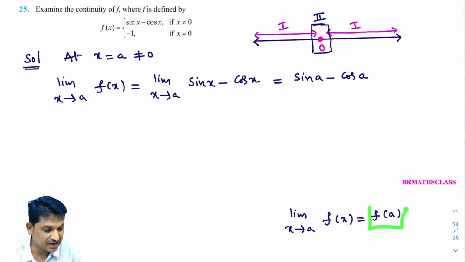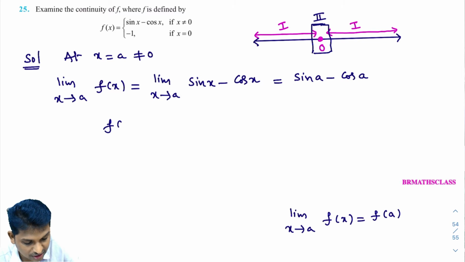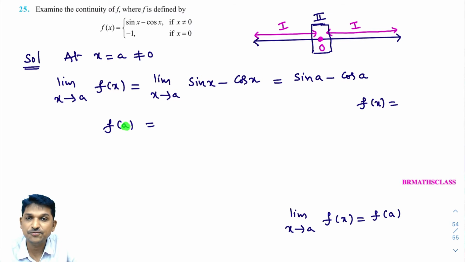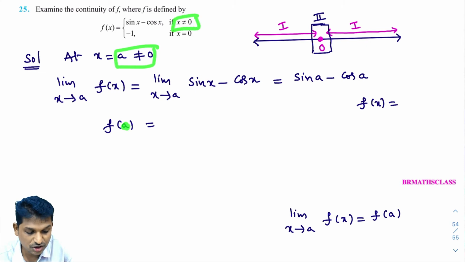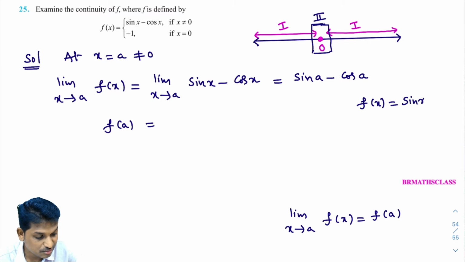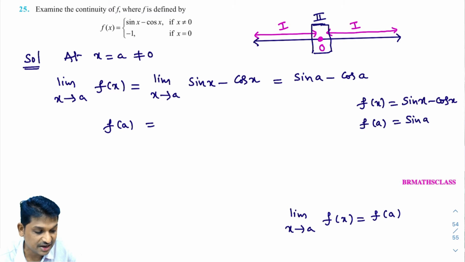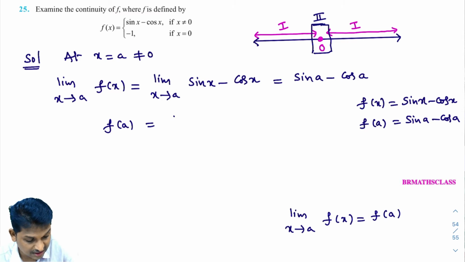Now, I will calculate f of a. To calculate f of a, you need to know what is f of x here. To calculate f of a, which function to choose? Here, a is a non-zero number. When a is a non-zero number, we need to choose sin x minus cos x. So, f of x is sin x minus cos x. What is f of a? F of a is sin a minus cos a.